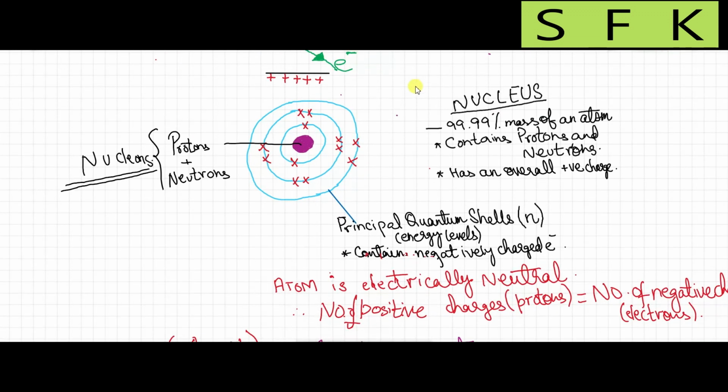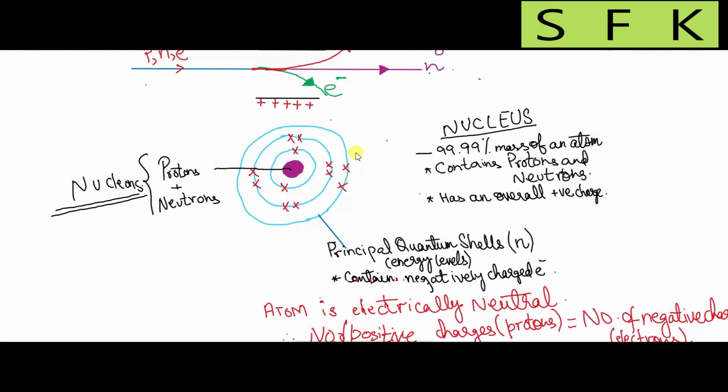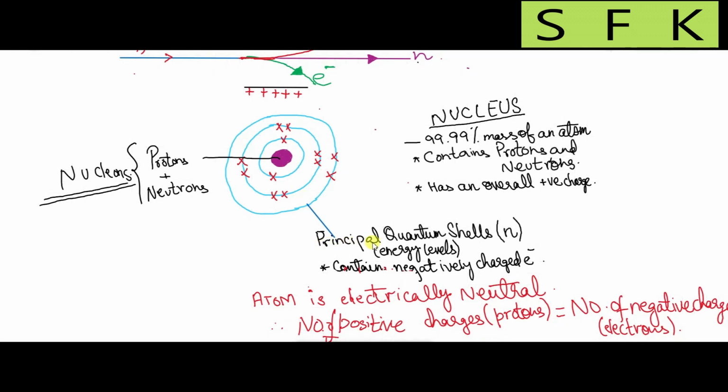Now let's take a diagrammatic look at the atomic structure. This is our nucleus, as shown by the purple. It contains protons and neutrons. The protons and neutrons are collectively known as nucleons. Around the nucleus there are electron shells which contain the electrons, as shown by the red. Each shell is known as a principal quantum shell, as I told you earlier. They are also called energy levels, or just shells. Different names for the same thing. They are represented by the symbol n.